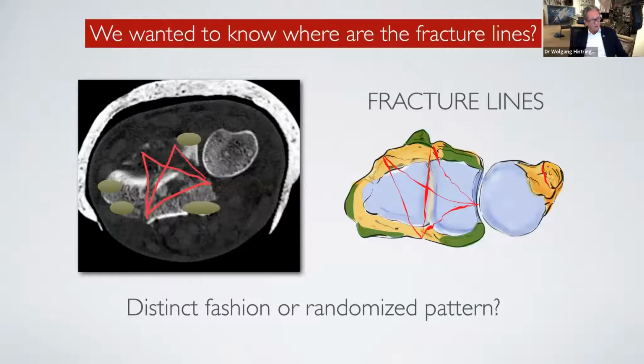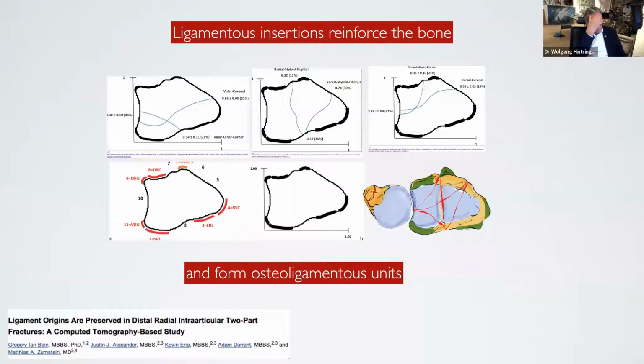We wanted to know where the fracture lines are. Are these fracture lines, as you can see here in the axial CT scan, in a distinct fashion, or are they just a randomized pattern somehow without rules? There we found a really interesting paper from Greg Penn: Ligamentous origins are preserved in distal radius intra-articular two-part fracture, a computed tomography-based study.